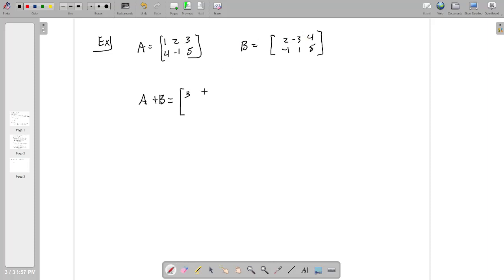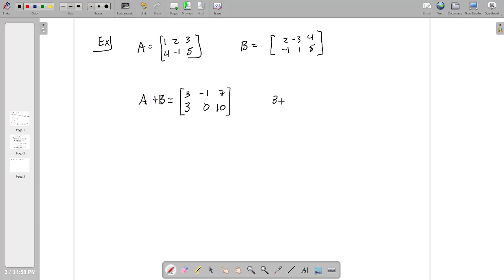We would have 2 plus negative 3, which is negative 1. 3 plus 4 is 7. 4 plus negative 1 is 3. Negative 1 plus 1 is 0. 5 plus 5 is 10. This is how we add two matrices together. We just take each element and we add it to the same exact position in the other matrix.